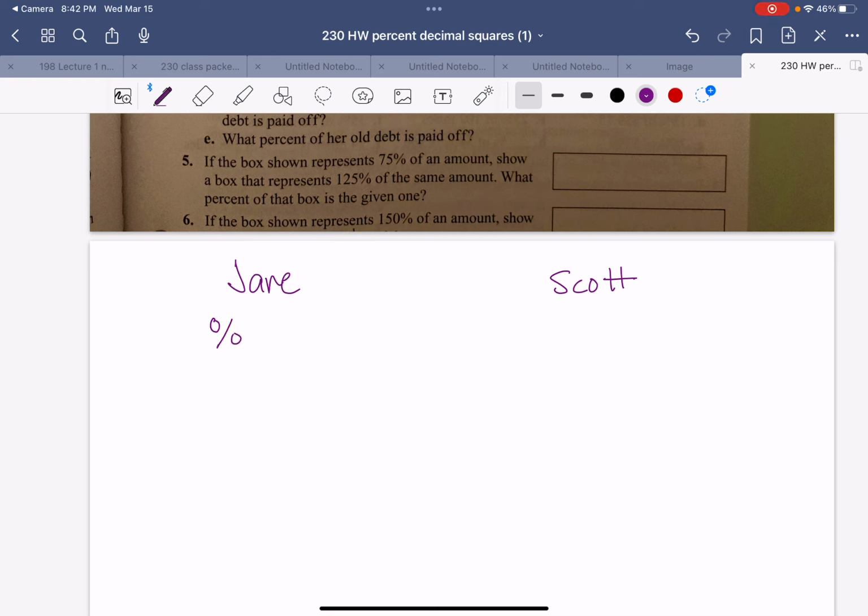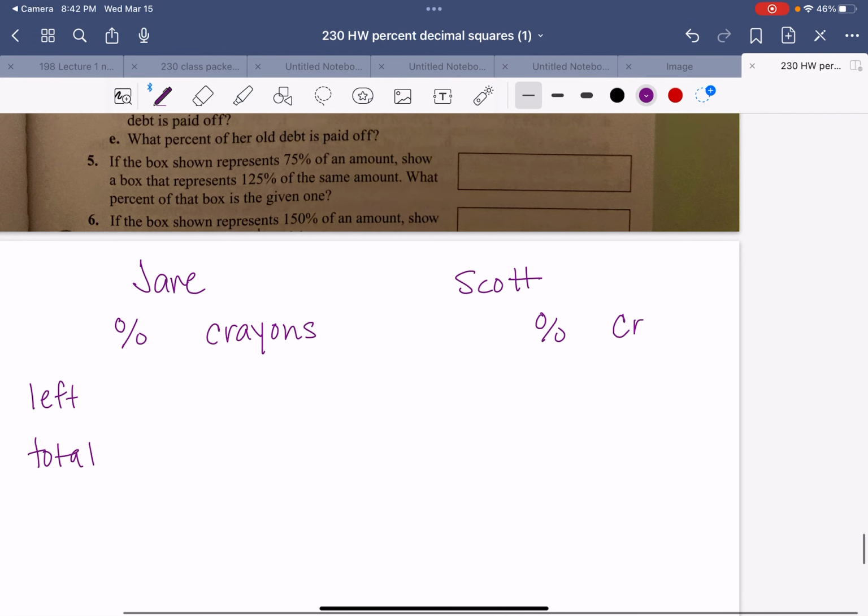percent, right? And crayons is how my items are being labeled. And then there was the total that they started with, and then the amount that were left, okay? So I'm going to have the same exact setup on both sides. And then I'm going to set these up.